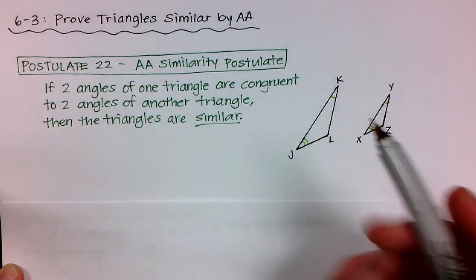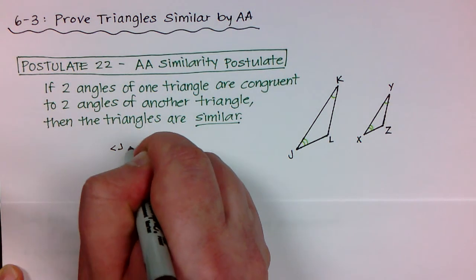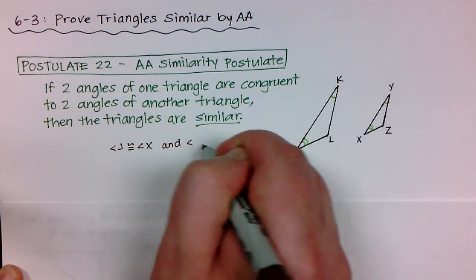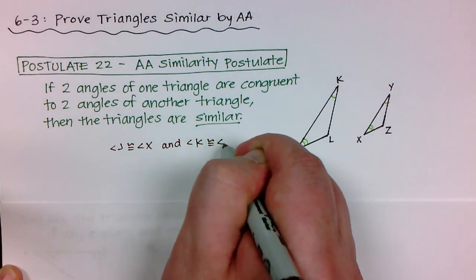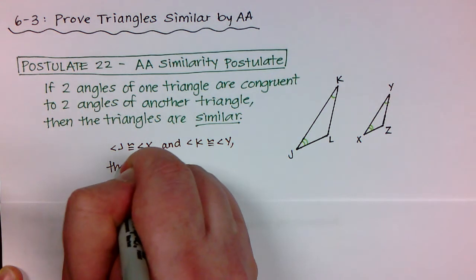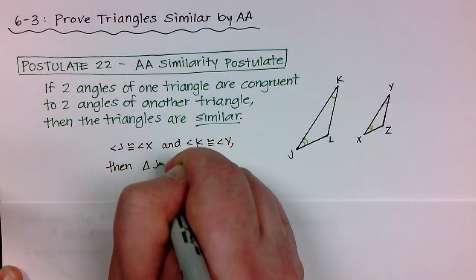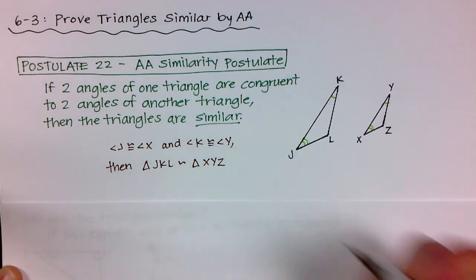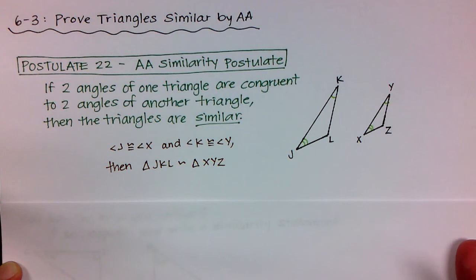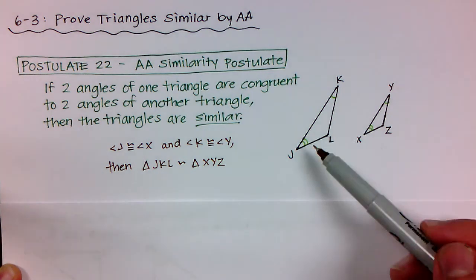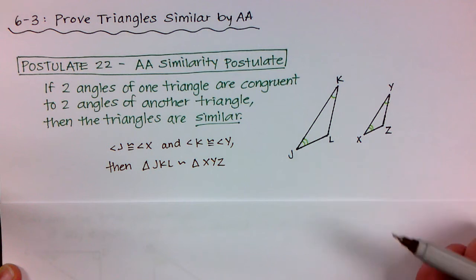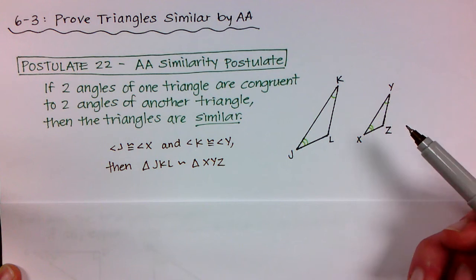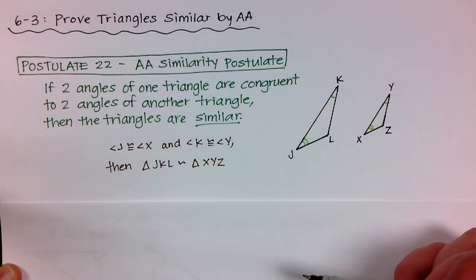So in this case, if angle J is congruent to angle X, and if angle K is congruent to angle Y, then I can claim that triangle JKL is similar to triangle XYZ. Okay, and this works out every time. You could try it on your own. If you just made up two angles in a triangle, and then you wanted to recreate another triangle with the same measurements of just those two angles, you would find that you would have two similar triangles.